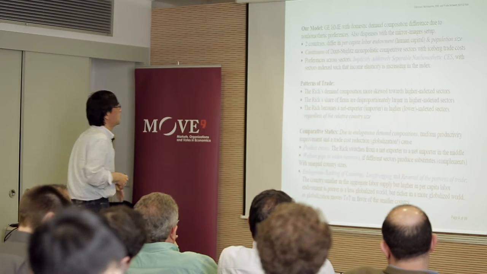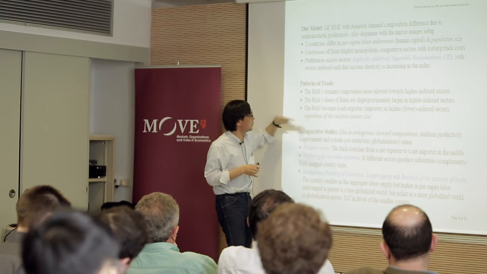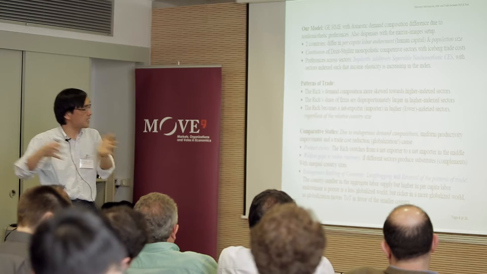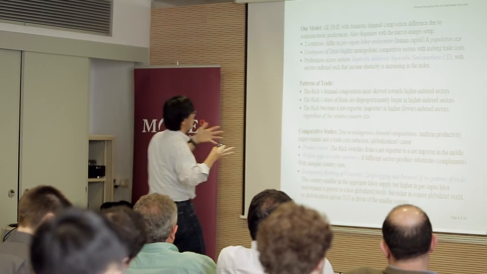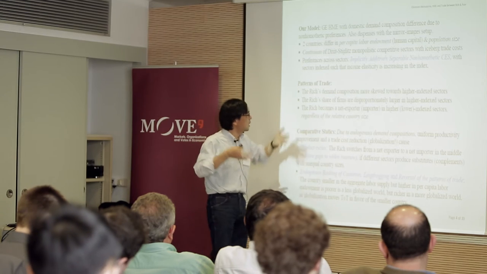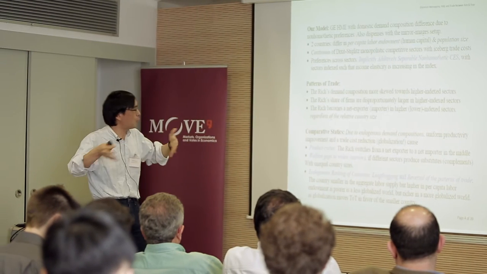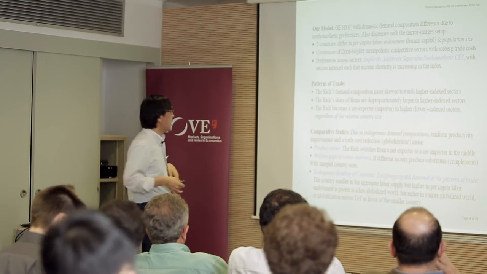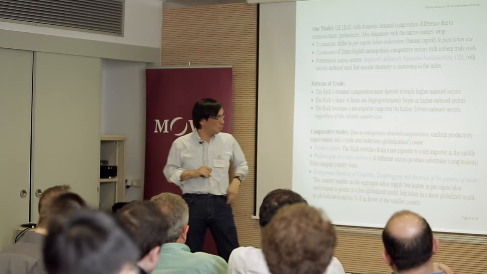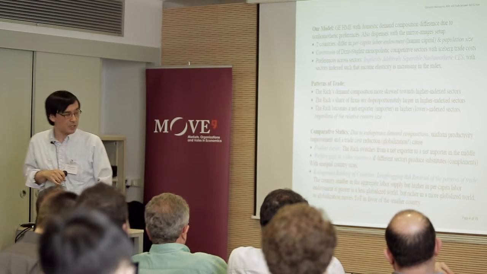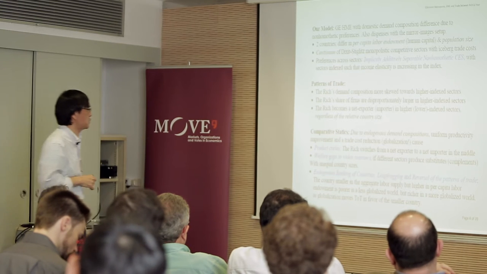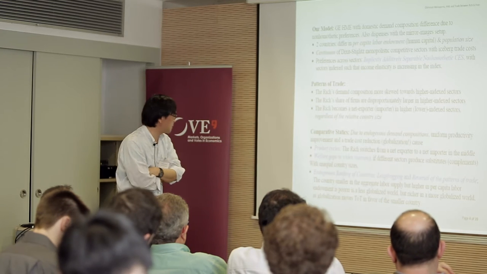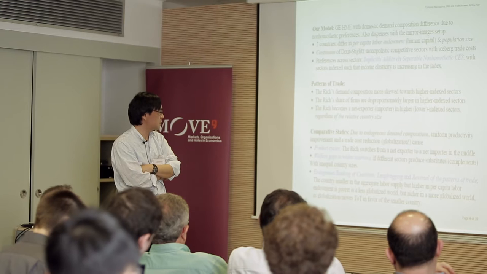Okay? And what I'm going to show is that, first of all, in the pattern of trade, the rich country's demand composition is the most skewed towards higher index sectors. And furthermore, when the two countries trade with each other, the share of firms and employment is more disproportionately allocated to the higher index sectors. And as a result, the rich country becomes a net exporter in high income sectors, regardless of the country size. And then what I'm going to show is a series of comparative statics.